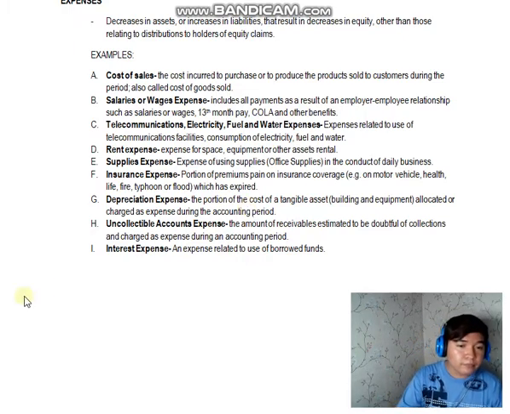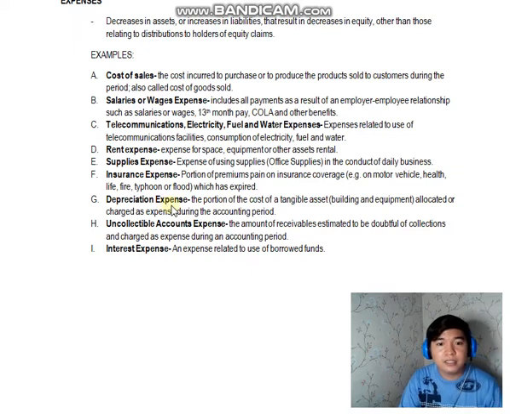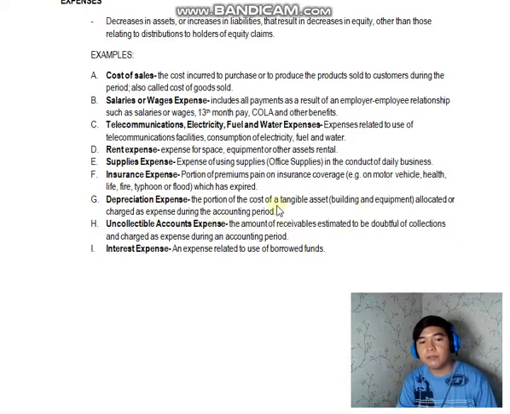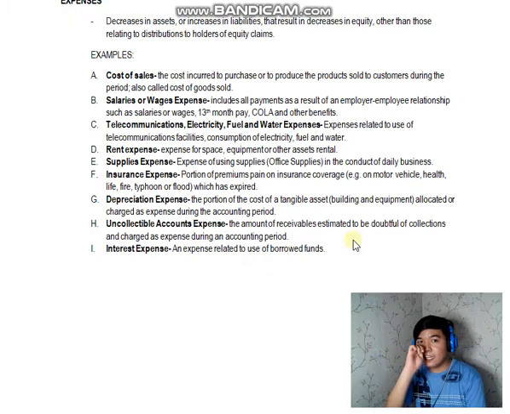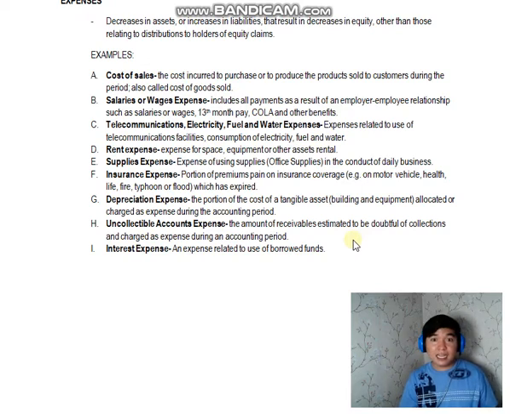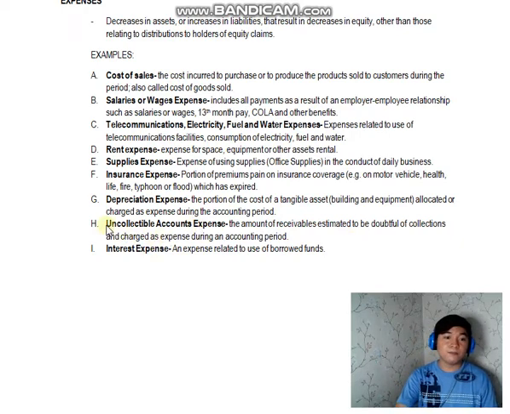Okay? So letter G, depreciation expense. The portion of the cost of the tangible assets, building and equipment allocated or charged as expense during the accounting period. So, remember, yung property, plant, and equipment po natin ay nagdi-depreciate. Meron po tayong mga assets na nagdi-depreciate. Siyempre, ginagamit natin siya, naluluma, nasisira, okay? So, dinidepreciate po natin siya yearly. Okay, ang tawag po doon is depreciation expense.